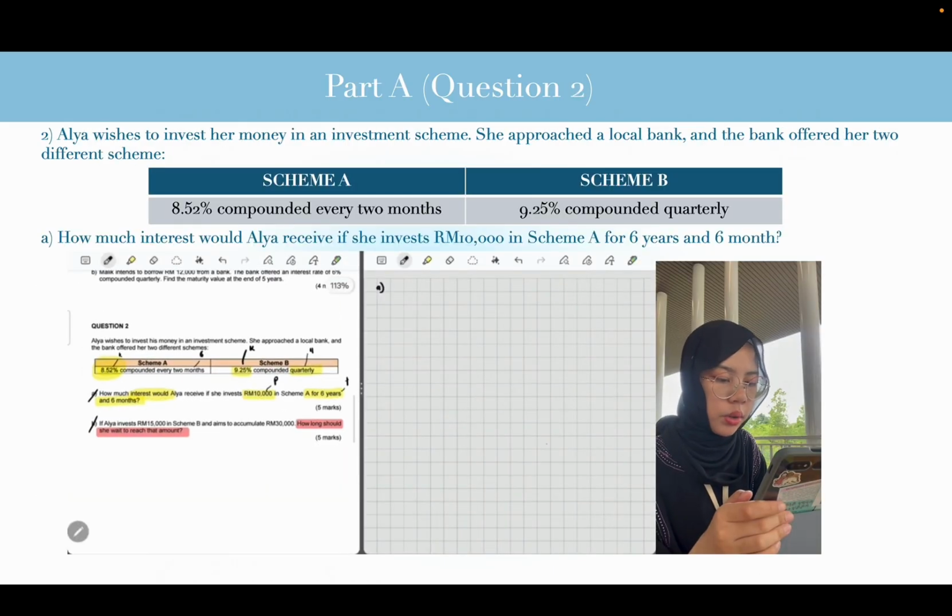Question 2 in part A. Okay, as you can see here, the question: Alia wishes to invest her money in an investment scheme. She approached a local bank and the bank offered her 2 different schemes, Scheme A and also Scheme B. Scheme A gives you 8.52% compounded every 2 months and Scheme B gives you 9.25% compounded quarterly.